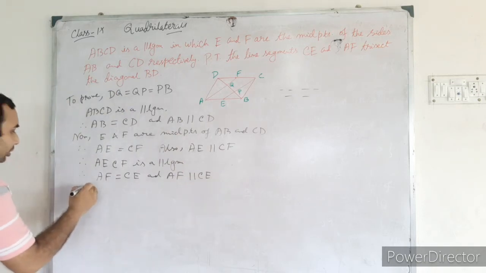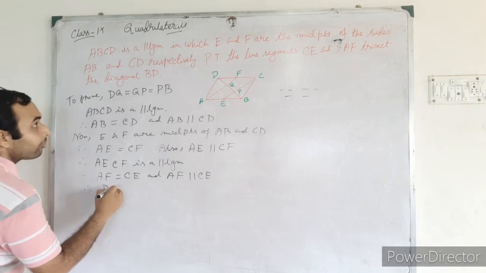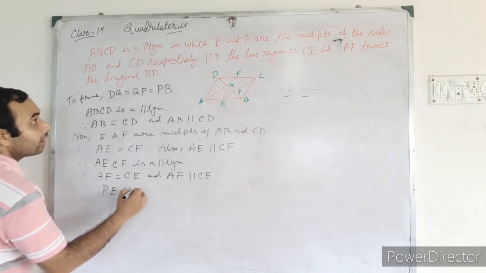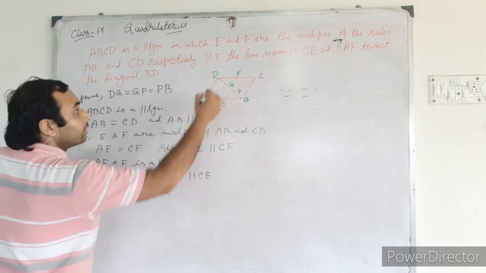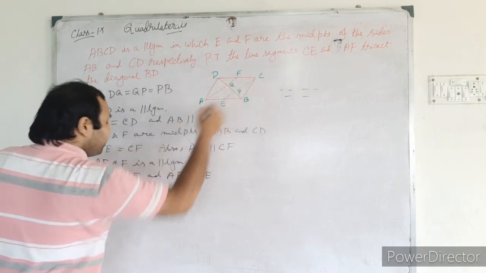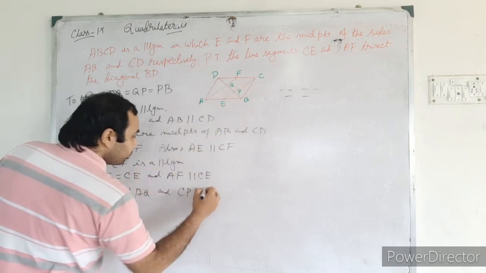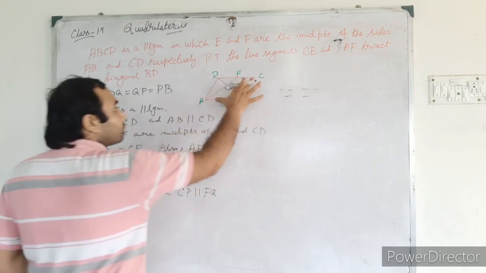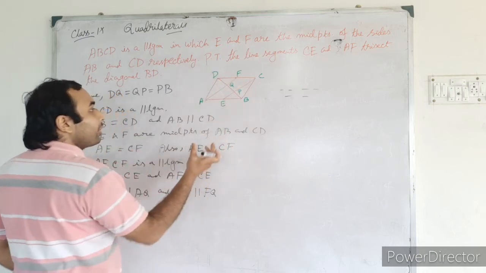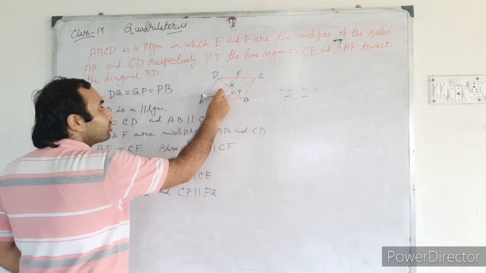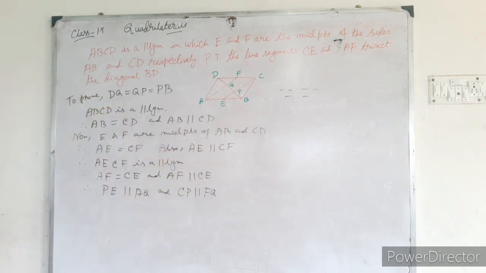Okay, now from here we can conclude that PE is parallel to AQ and CP is parallel to FQ. Those two are parallel lines. So obviously their parts will also be parallel. So this is parallel to this one, this is parallel to this one. We have taken this one. Okay.